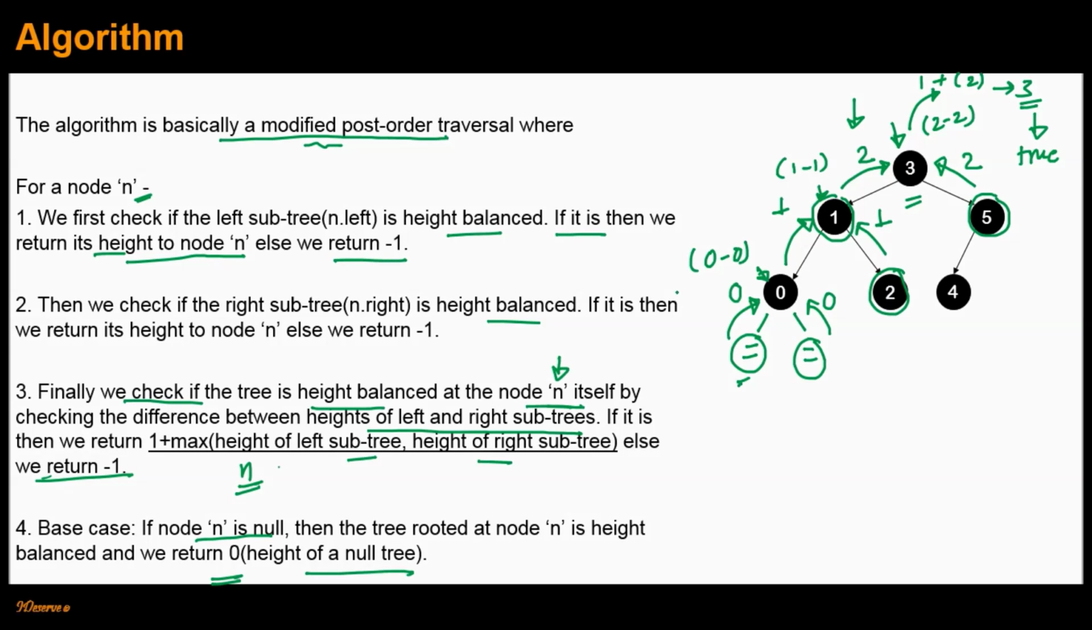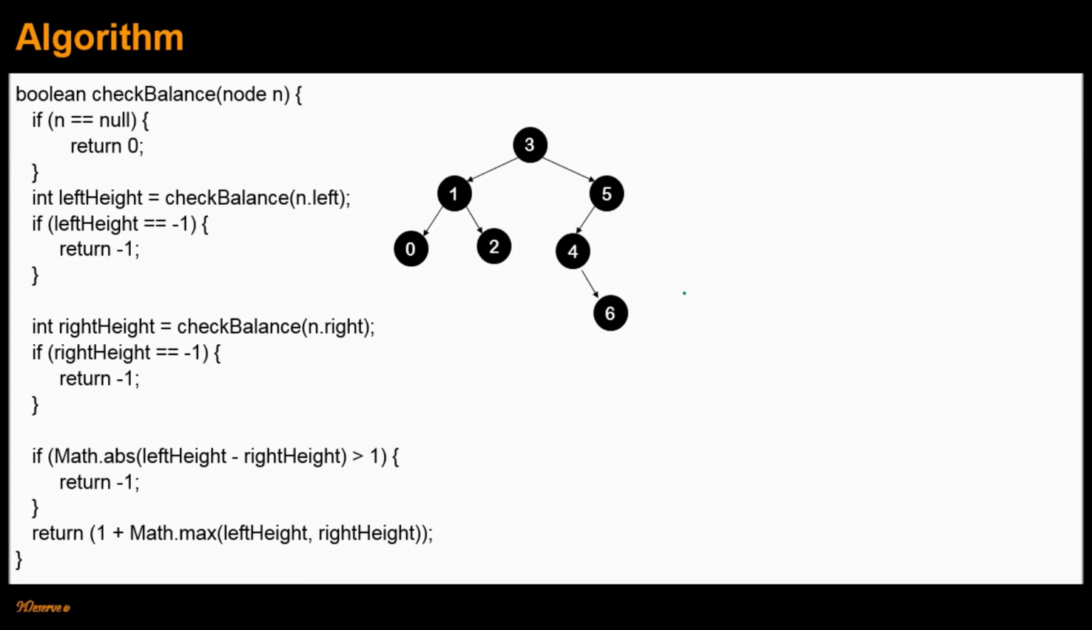So this was kind of an abstract run through the algorithm. Let's look at the concrete algorithm and run it on this particular example. The subroutine check balance takes as argument a node n. The base case is if node n is null, return 0. We call this step number 1. If node n is not null, then we first check if the left subtree is height balanced. If the left subtree is not height balanced, it will return -1 and will return -1 overall to indicate that the tree rooted at node n is not height balanced.